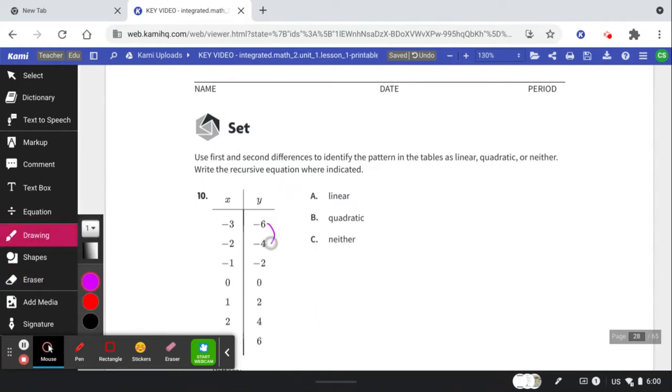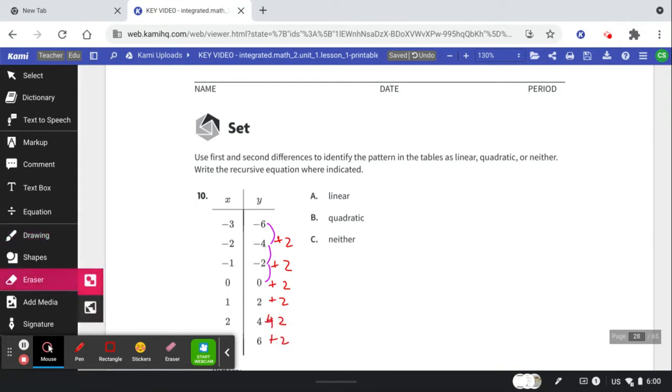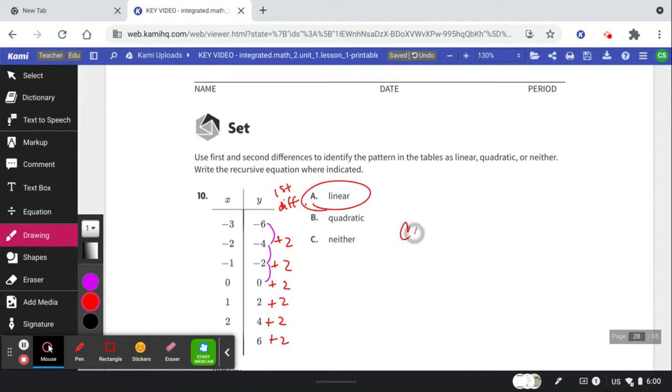Going from a -6 up to a -4, up to a -2, up to 2. Do you see that this is increasing by 2 with every jump? Okay, when we see that the first difference is constant, we know that it's linear. Of +2. So to write the recursive, we go.